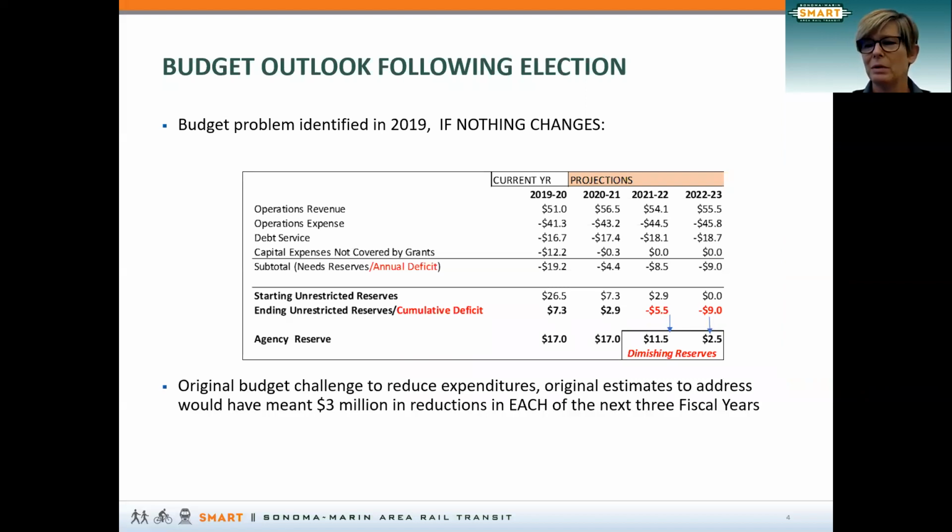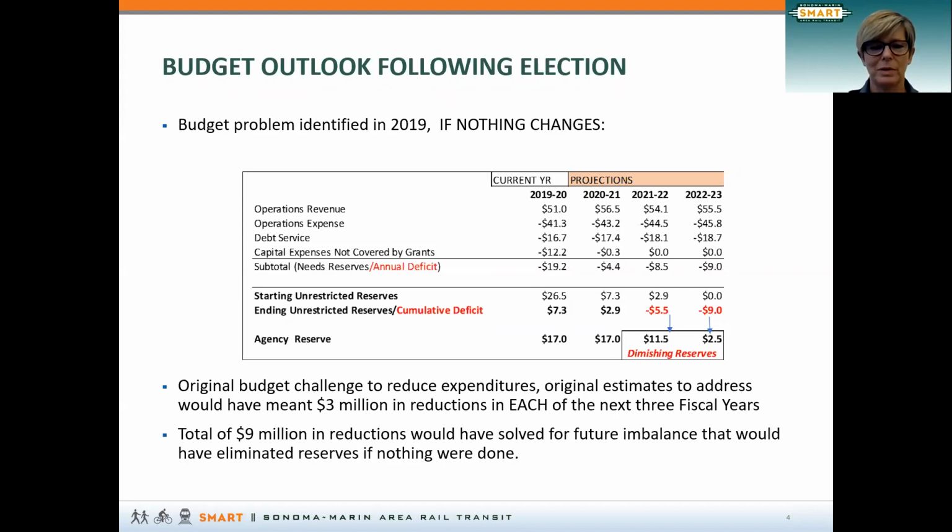Our original plan that we were developing, starting in January through March, was to do $3 million worth of reductions each of the next 3 fiscal years. So $3 million this year, $3 million for 2022, and then the following year as well. That was our original plan. And this would have solved the future imbalance and put us on a path towards being able to go back to the voters with a more balanced budget and with fewer financial issues in the future.